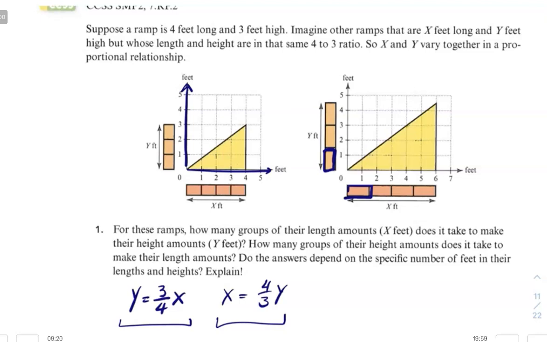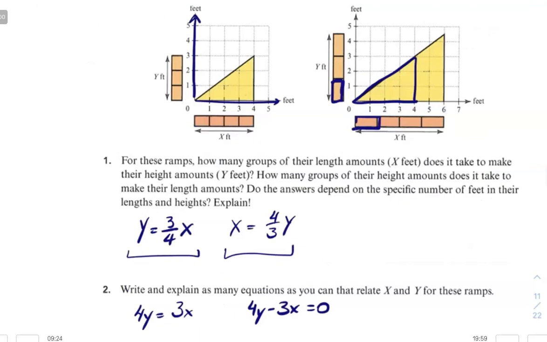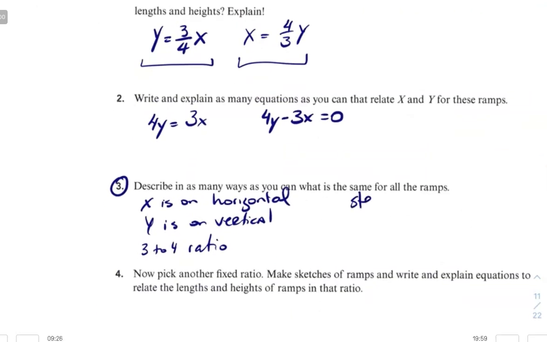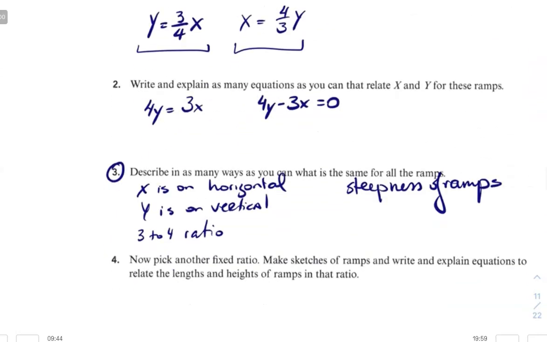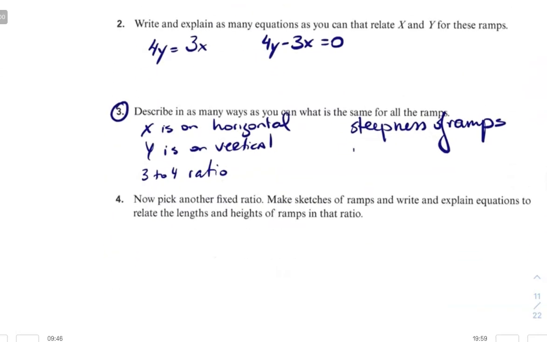You can kind of see the smaller ramp in here, and it overlaps perfectly. So the steepness of the ramps are the same. And also, where do the ramps start? Do you see that they're all tucked into 0, 0? So when we have no height of the ramp, there will be no length, no width. No height, no width. So they go through 0, 0.